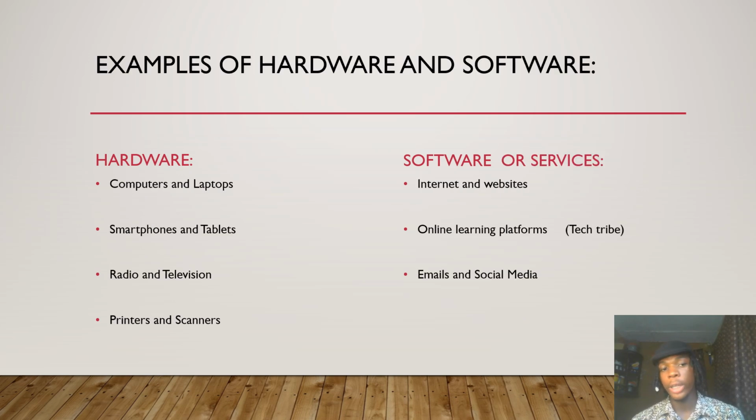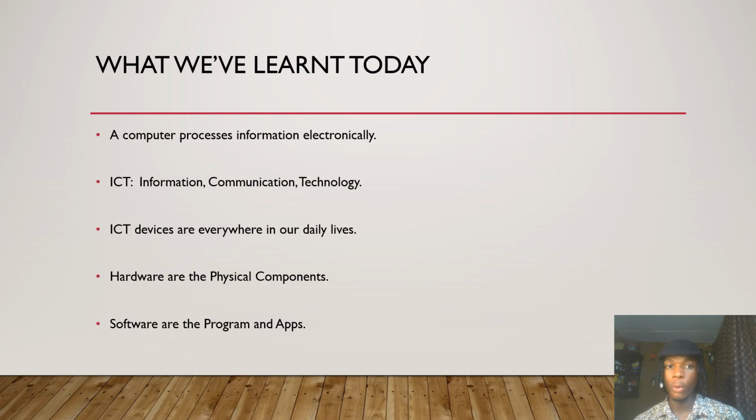Going to the next one, we have examples of hardware and software. Examples of hardware include the computer, the laptop, the smartphone, the tablet, radio, television, printer, and scanner. Going to software, we have the internet and websites, online learning platforms, email, our social media, and our games. All these are examples of software, like I said before.